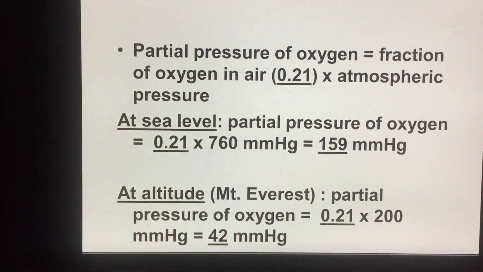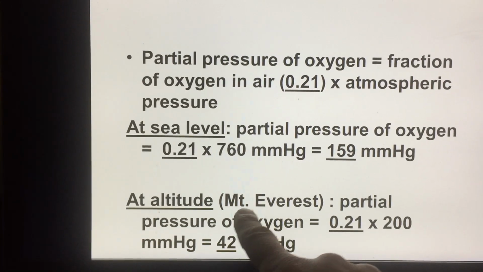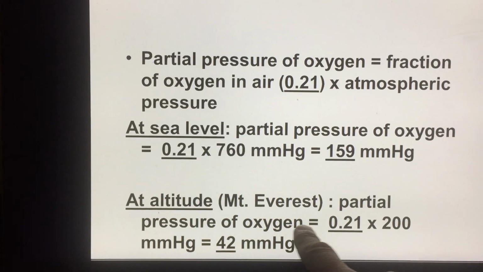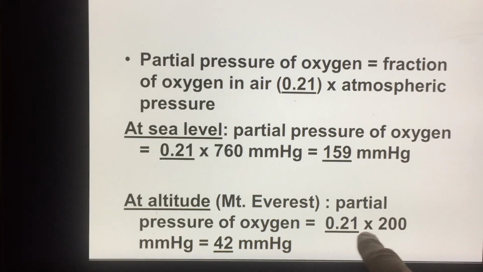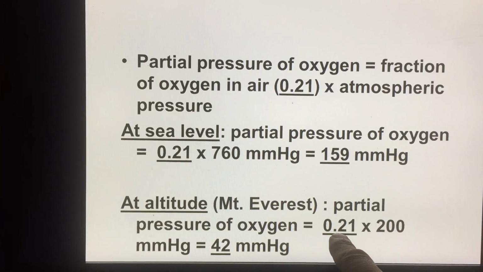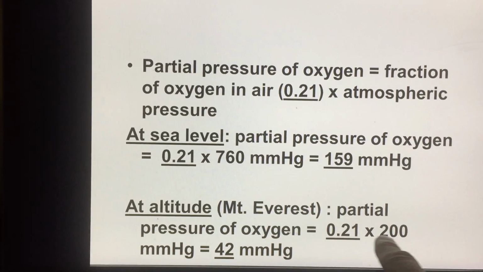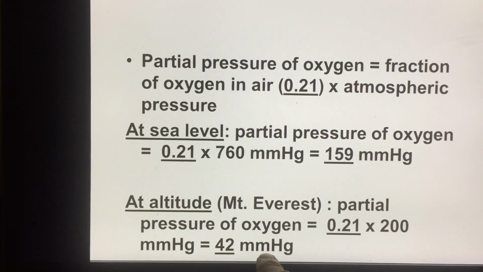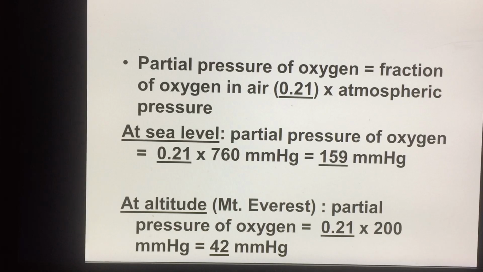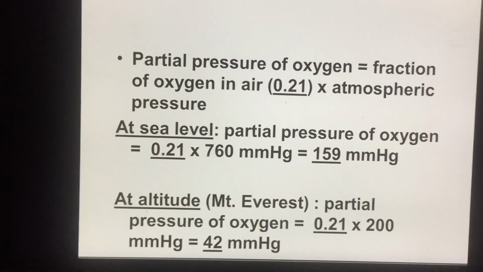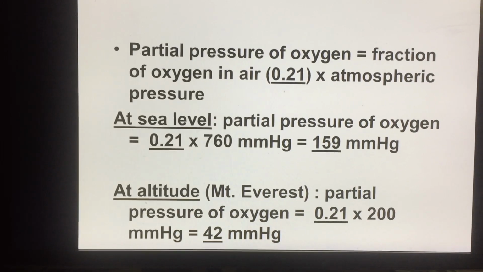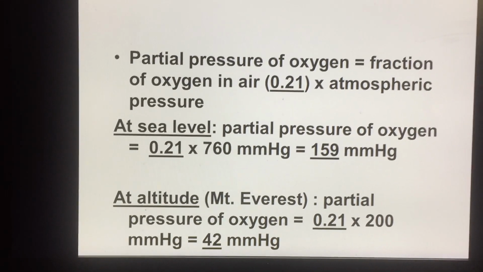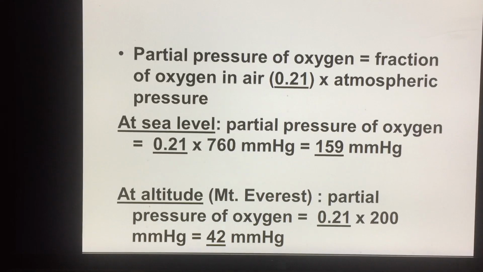You can see the difference at Mount Everest. At the peak of Mount Everest, your atmospheric pressure is only 200 millimeters of mercury. So if you multiply your fraction of oxygen in the air by 200, then your partial pressure of oxygen in the air is only 42 millimeters of mercury. So the driving pressure to get oxygen into your lungs is dramatically decreased at really high altitudes.